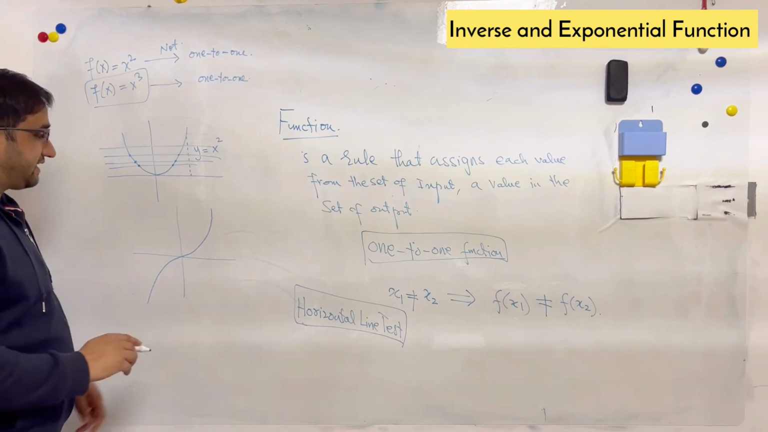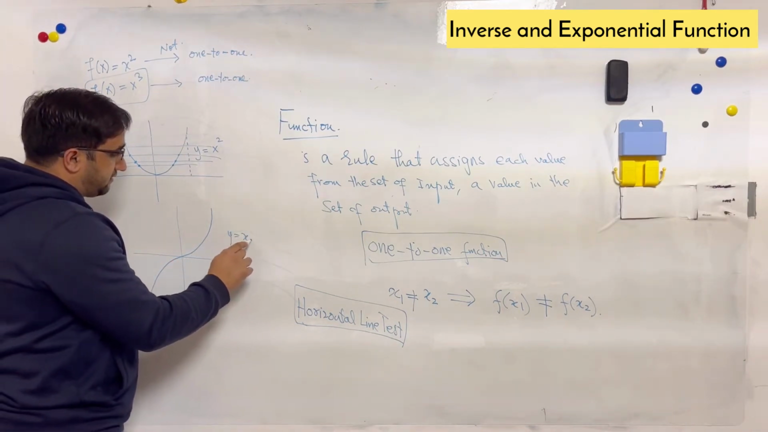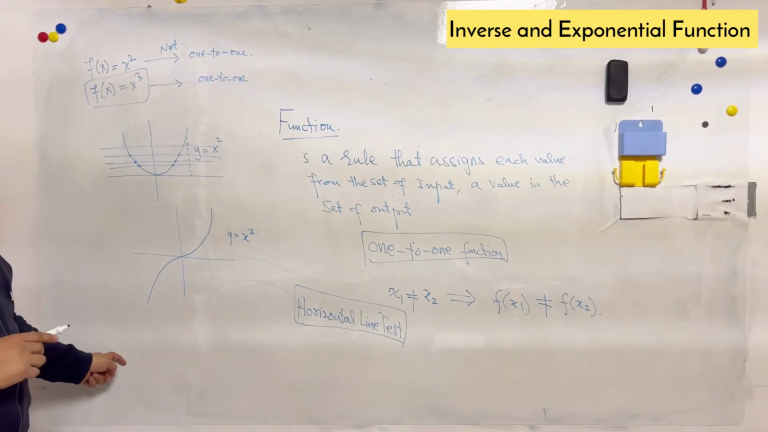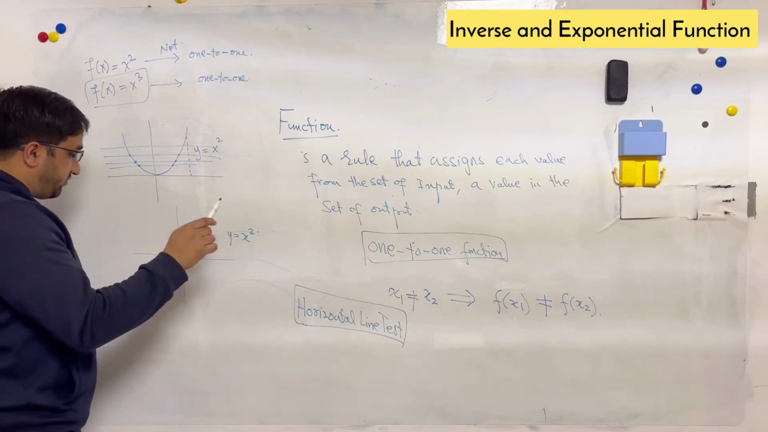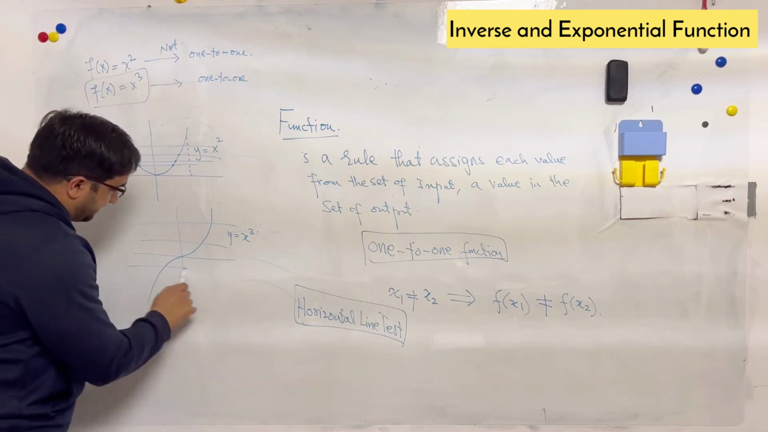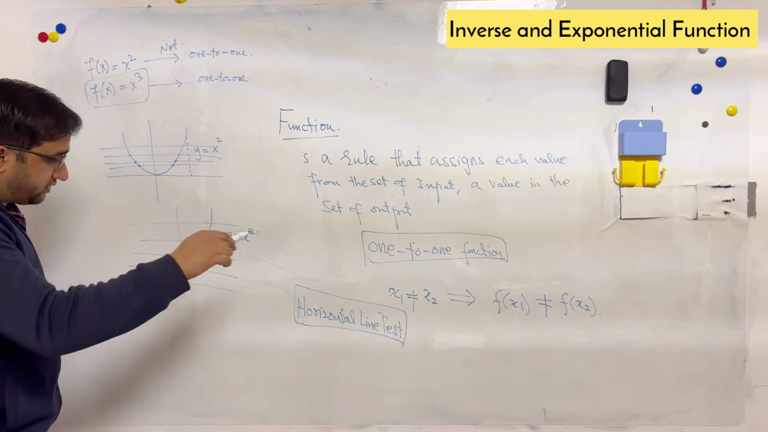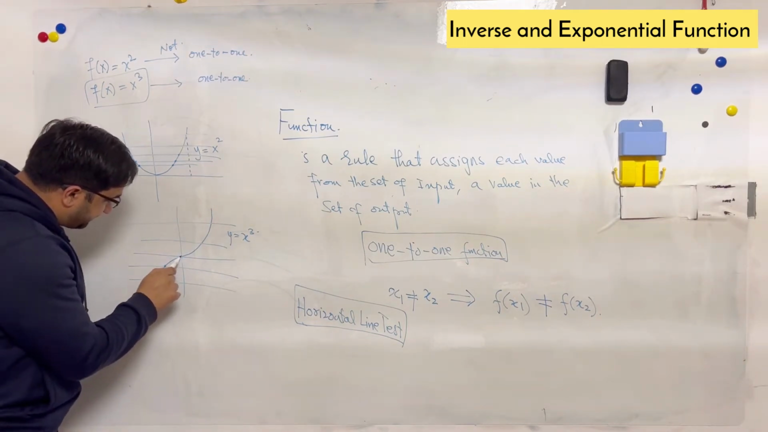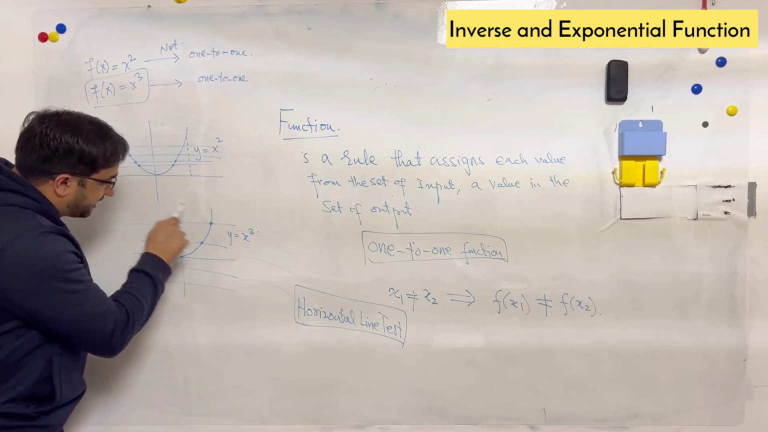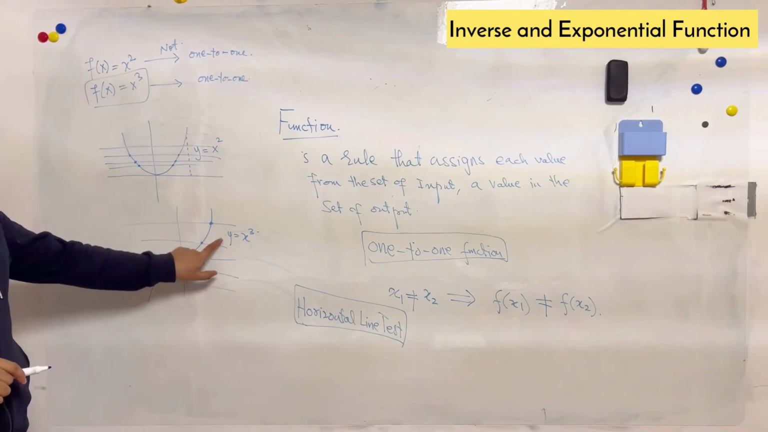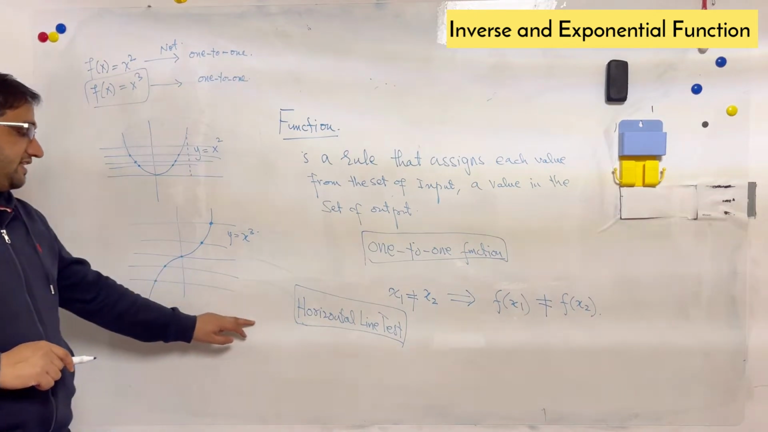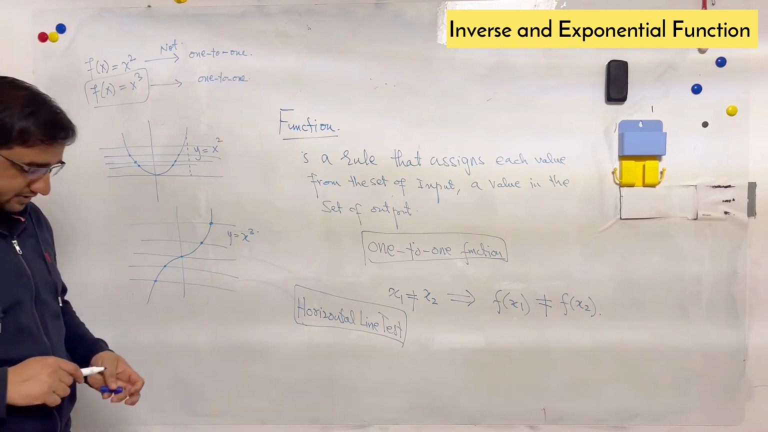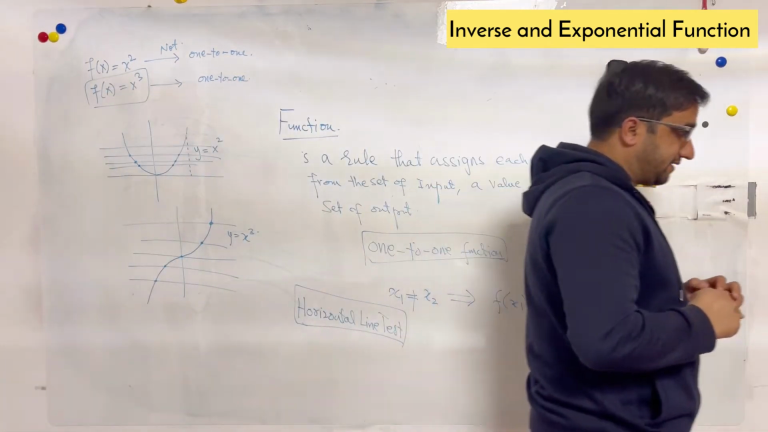But in the case of x cube, I told you this goes up and never comes back, this goes down and never comes back. So wherever you try to draw the horizontal line above the x-axis, it will only cross one time through the function, only one point. So this one passes the test. Therefore this function is a one-to-one function, and the other is not a one-to-one function, right?